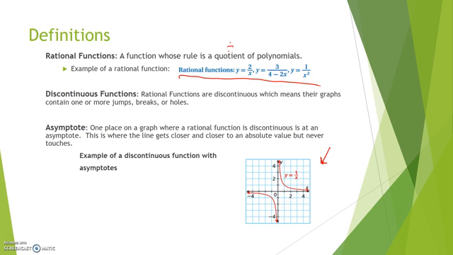And then asymptotes, like I've talked about, that's a place on a graph where a rational function is discontinuous, and it's at the asymptotes. And there are specific values that we're going to find, and we're going to get into some of those examples coming up. This is where the line gets closer and closer to an absolute value, but never touches. So it's going to get close and close and close. Notice these two graphs get close and close to 0, but they're never going to touch. So we're going to find that's working with asymptotes. This example here is of a discontinuous function with your asymptotes right here.